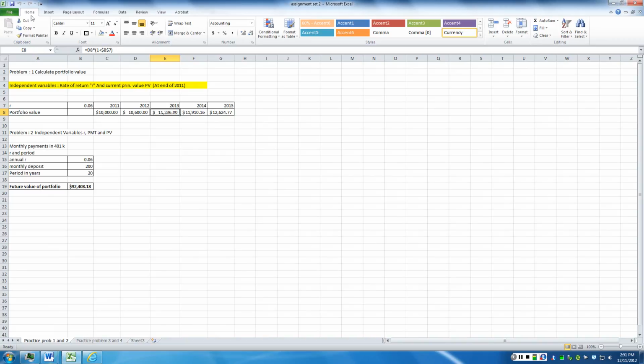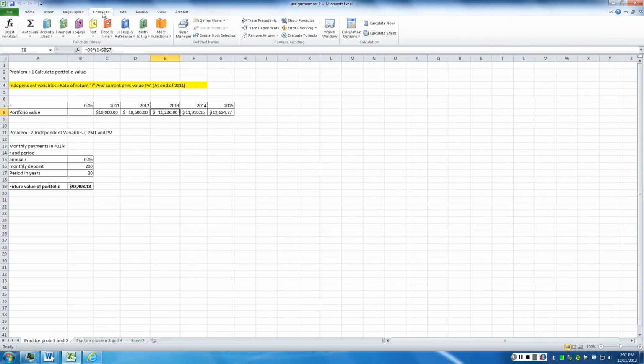For example, if I go on the top over here, where it says trace precedents and dependents, that's a good way to check how the formulas are connected. If I click that, you can see that this formula here, which is in E8, is connected to this cell over here, D8 from the prior year, and also linked to the growth rate of 6%.